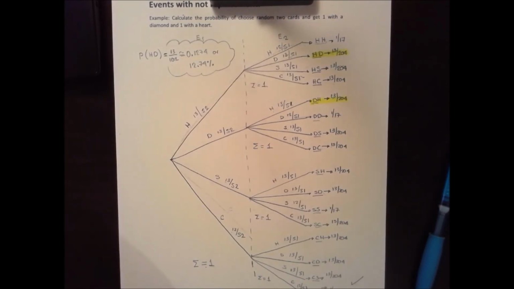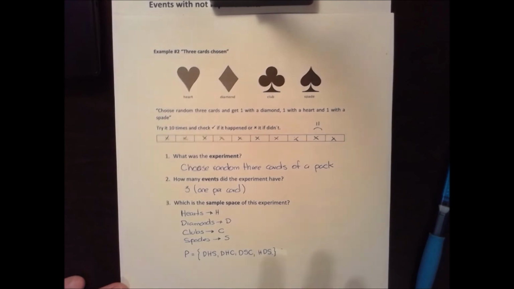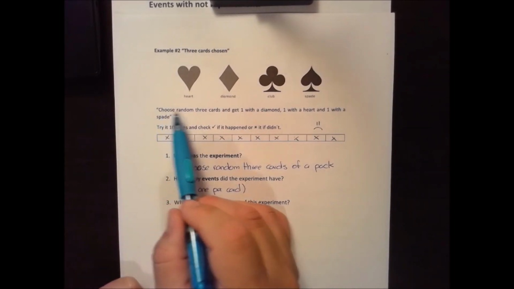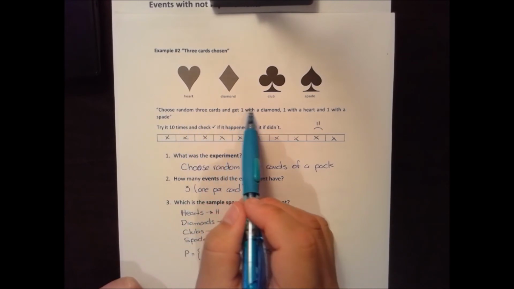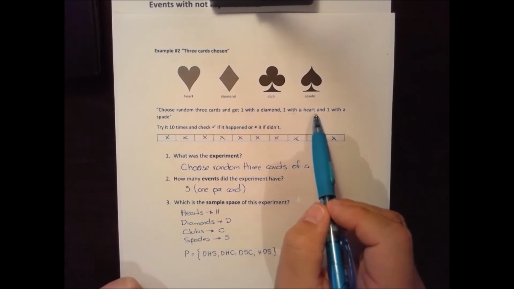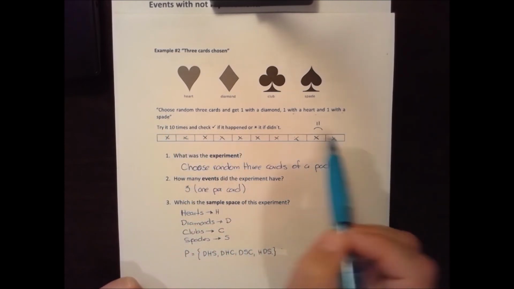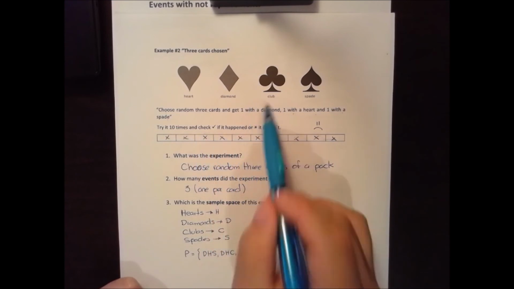So before we finish this example, and to explain the difference between events with no replacement and with replacement, I want you to remember something about the last class. In the last class, the problem was to choose 3 random cards and get one with a diamond, one with a heart, and one with a spade. We tried 10 times and we never got that one.